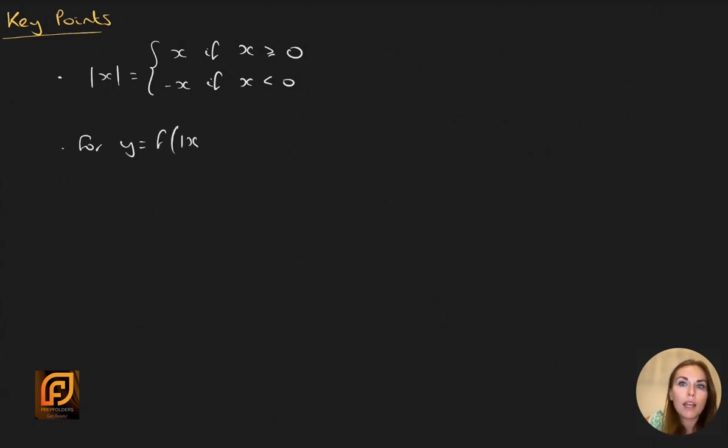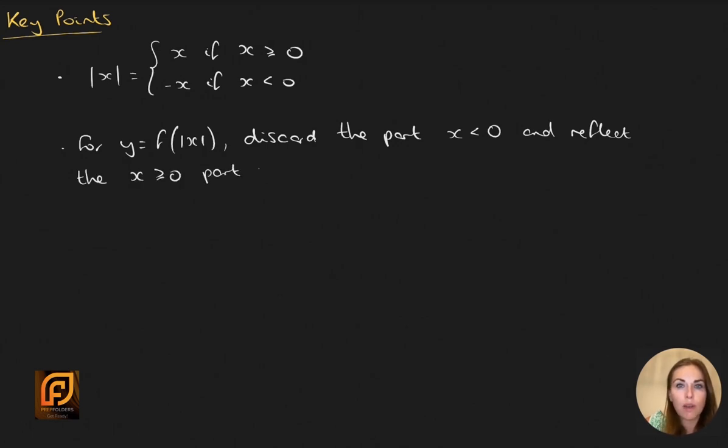To graph y equals the absolute value of x, from the graph of y equals f of x, discard the part of the graph where x is less than 0, and reflect the graph where x is greater than or equal to 0 in the y-axis, keeping what was there.